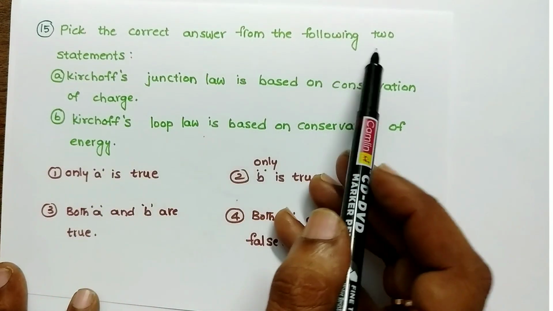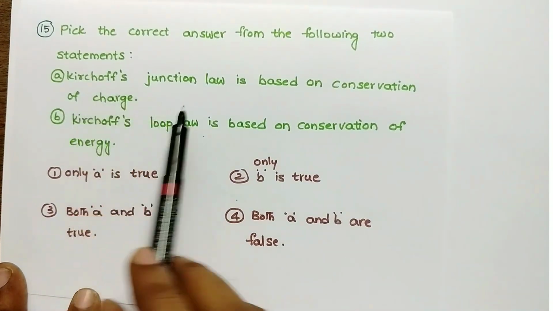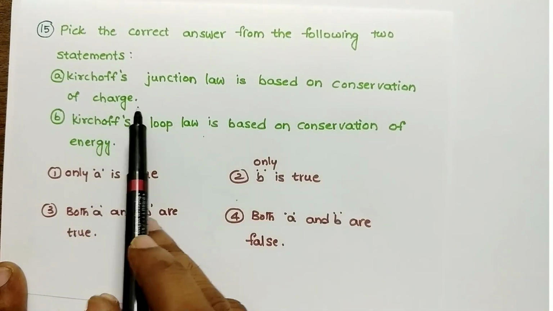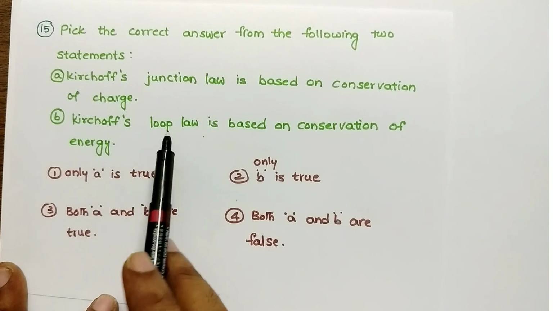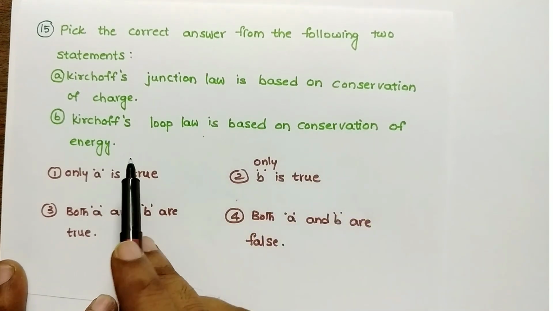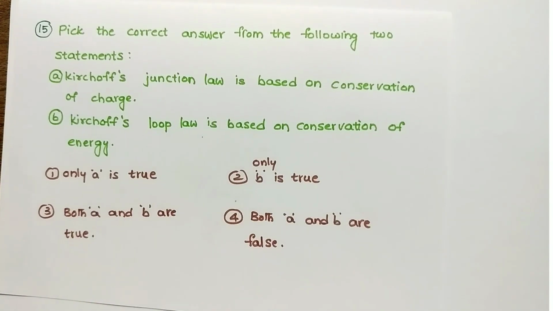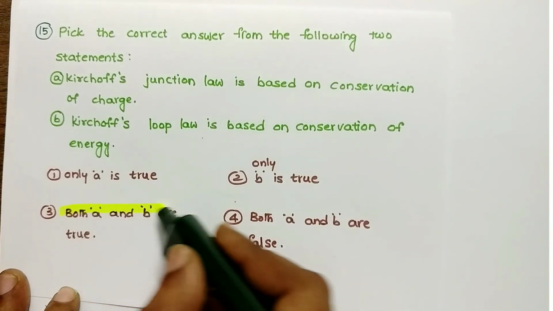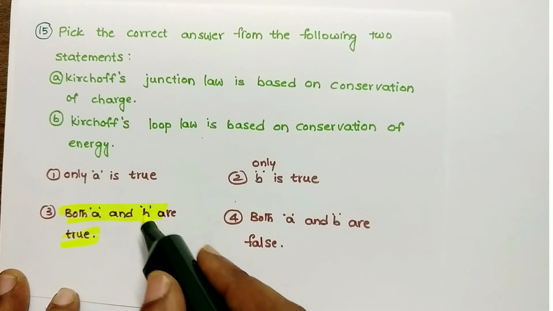Pick the correct answer from the following two statements. Kirchhoff's junction law is based on conservation of charge, and Kirchhoff's loop law is based on conservation of energy. These two are also correct. So both A and B are true. This is the answer.